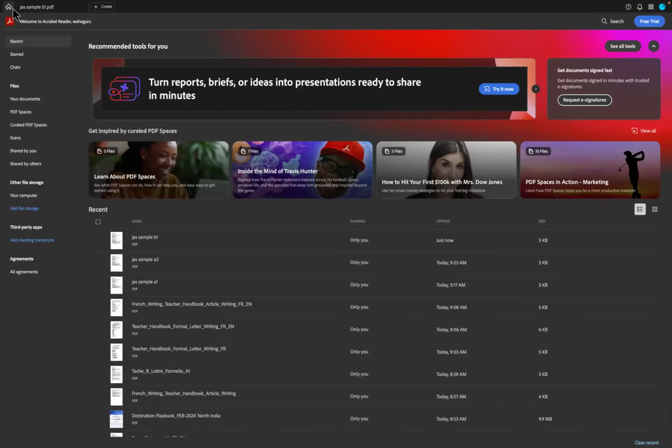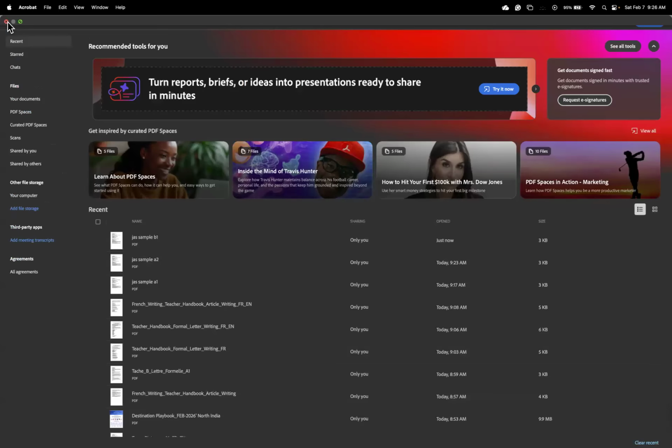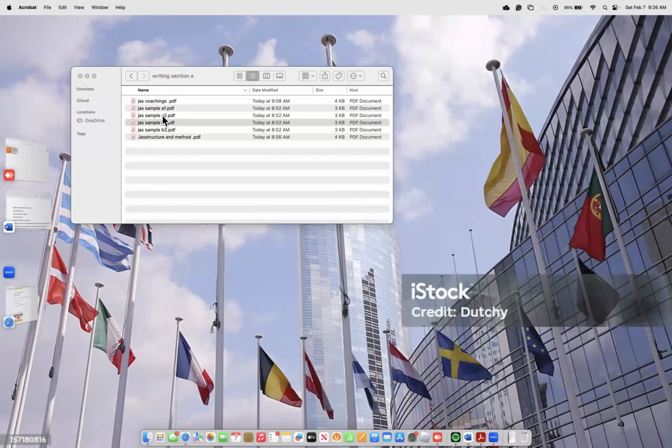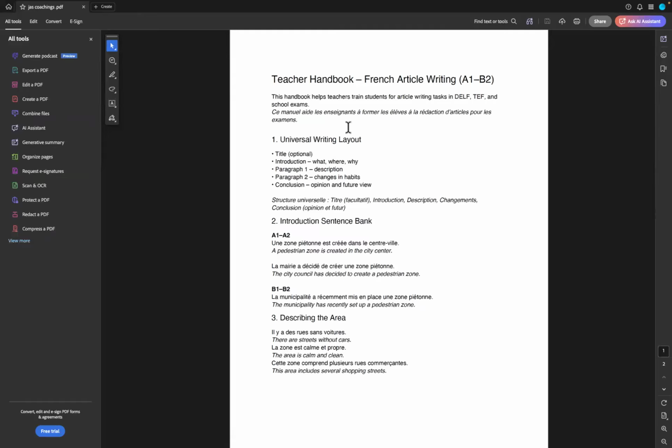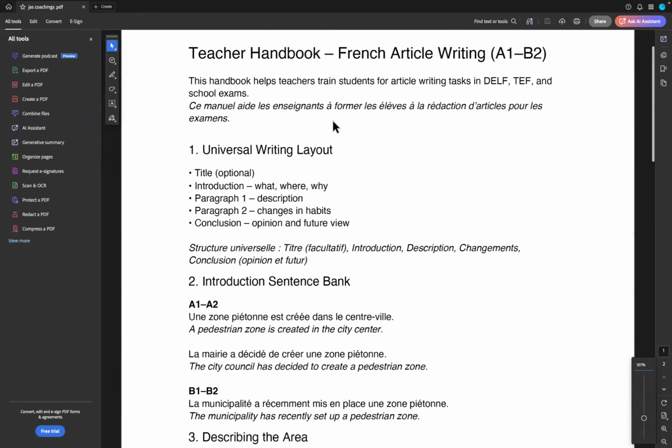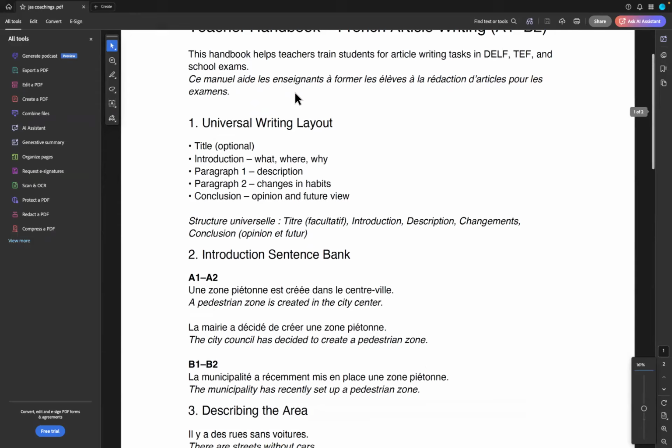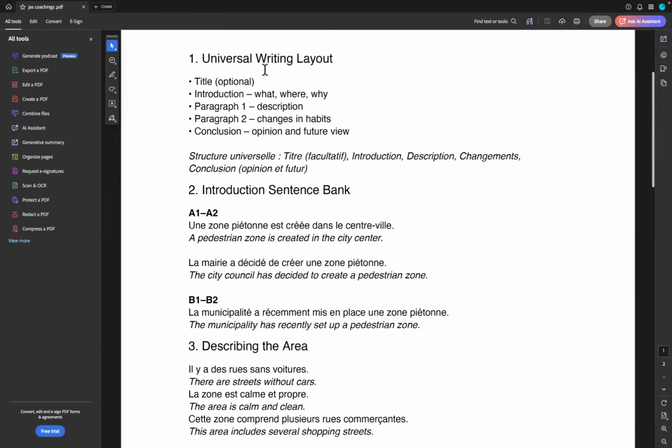Now I will be teaching you the structure. Okay, coming down to the structure. How did I make this structure? So this is just coaching. I'll just open it. And, this is the structure of the letter, how I made it. Okay. This handbook helps. Now this is like a universal writing layout.